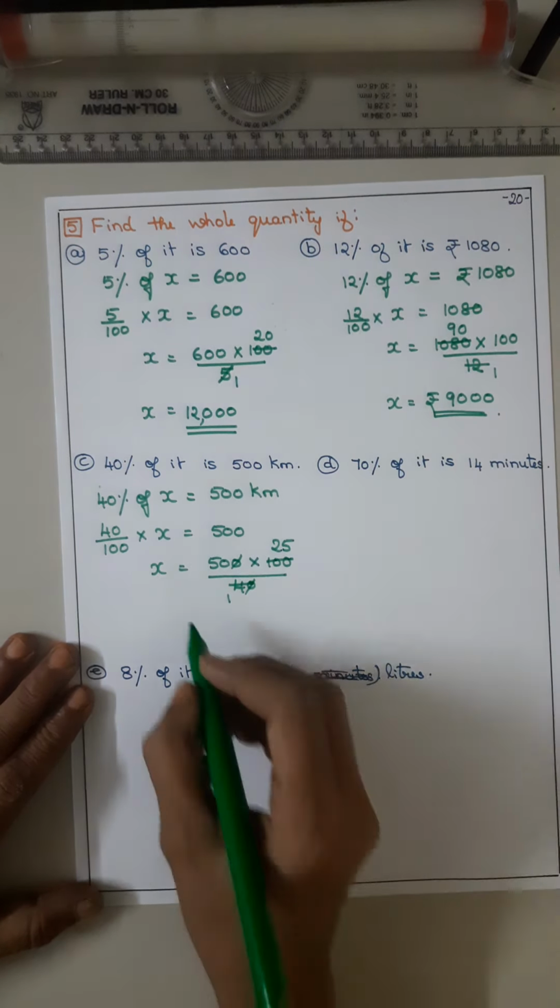Now 75% of it. 70% of it, sorry. 70% of x is 14 minutes. Now 70 by 100 into x is equal to 14. So x is equal to 14 into 100 upon 70. 0, 0 cut. 7 ones are 7, 2s are 14. x is equal to 10 into 2, 20 minutes.